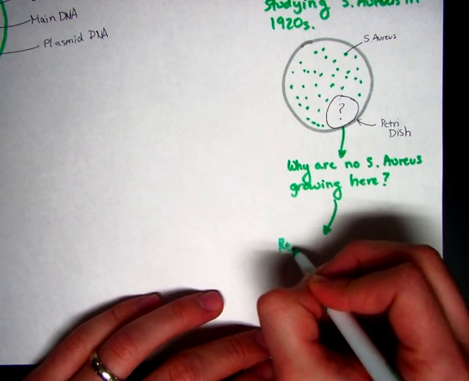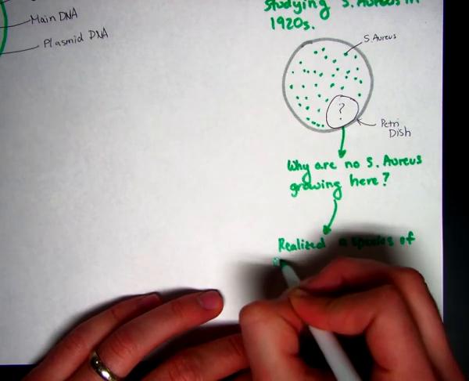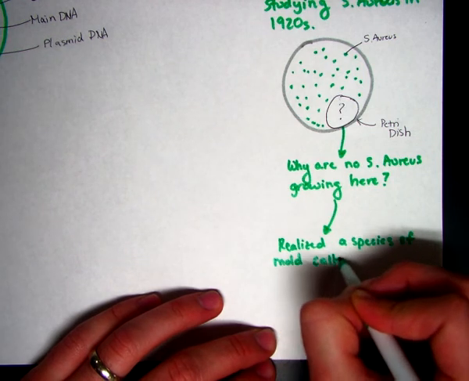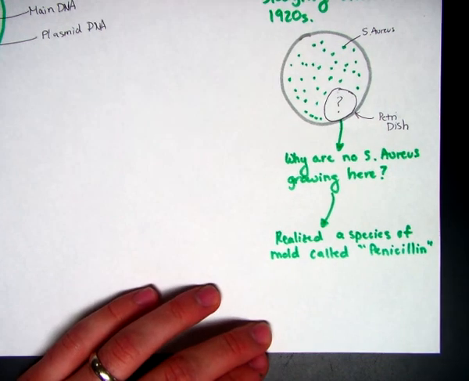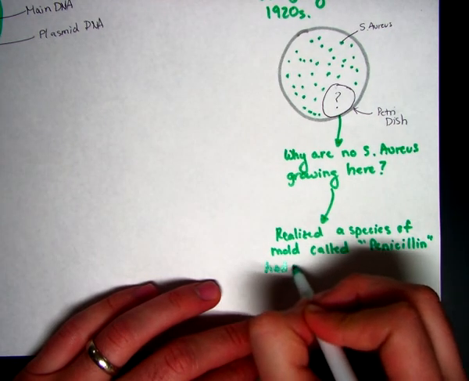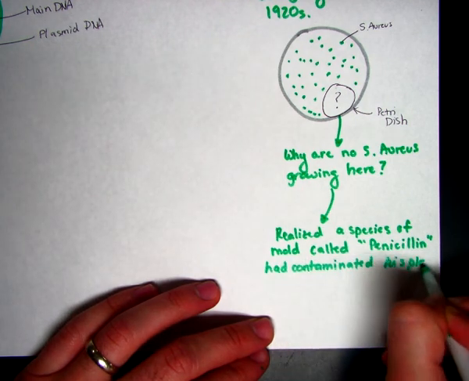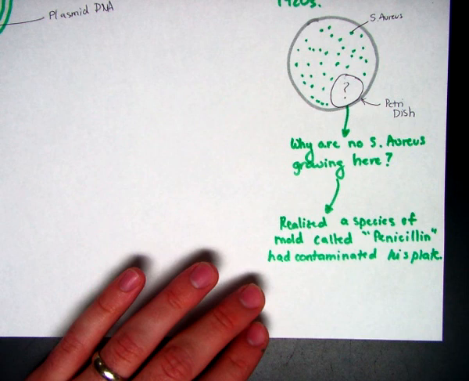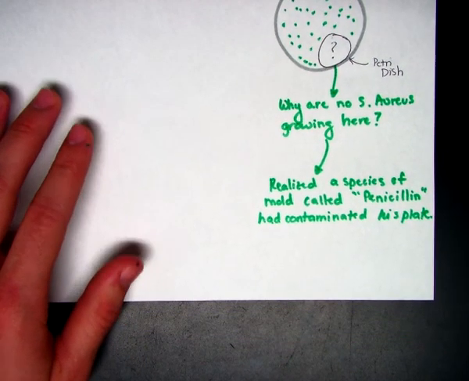And what he saw was that he realized a species of mold called penicillin. The mold was actually called penicillin, had contaminated his plate or his petri dish. And that could have been for a variety of reasons, like either he was eating his lunch near this set of plates. It could have been that his lab wasn't properly cleaned, but it was by accident that he realized this.